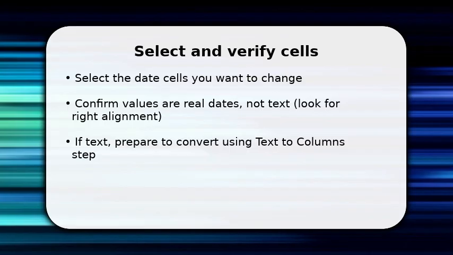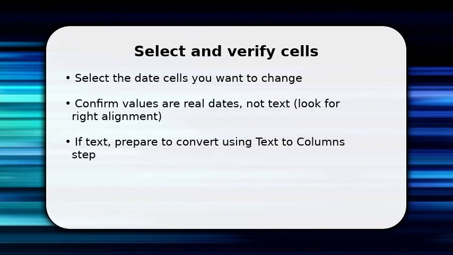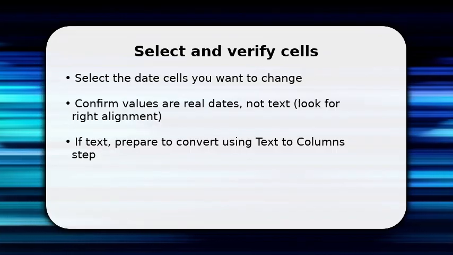Once done, identify any dates stored as text. Those must be converted first because formatting won't change text. If you already have real dates, skip conversion and go straight to formatting. Now keep the selection active and get ready to open the Format Cells dialog to set the exact display you need.